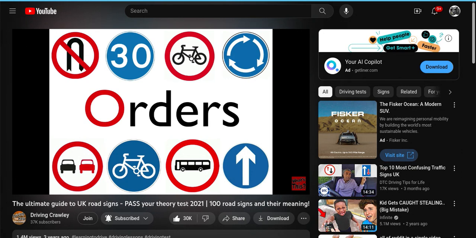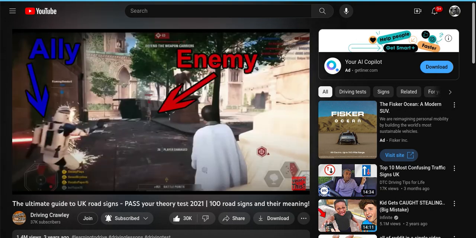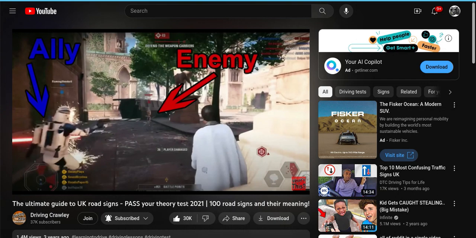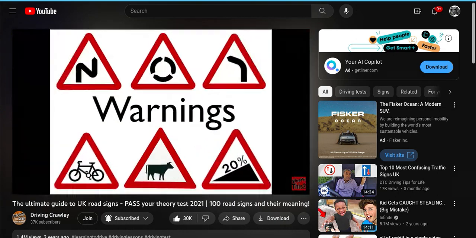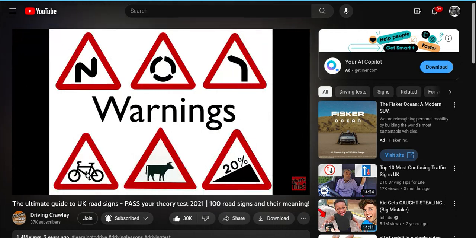There is also a colour coding system typically used, where blue signs are positive orders. So these are things you must do. Red circular signs are negative orders. These are things you must not do. Much like in computer games, where blue are your allies, positive, and red are your enemies, negative. Triangular signs typically give warnings. So these are things such as hazards that you might need to adjust your speed or your position for, to be able to safely negotiate them.